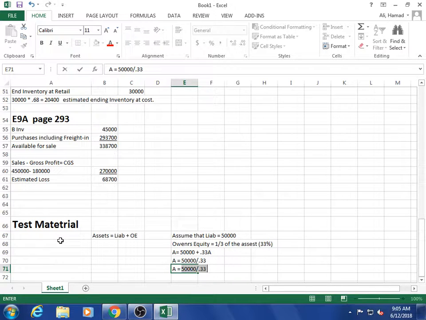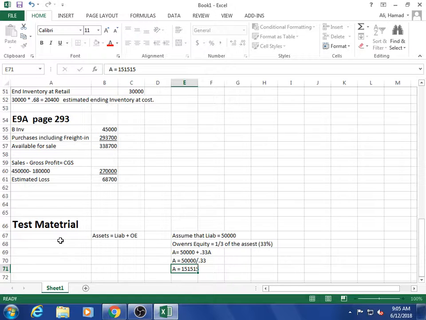Let me go back myself. 50,000 over 0.33. What did you get? I got this one, correct: 151,000. What is the assets? 151,515. I'm done. It's okay, we don't need the point 15.